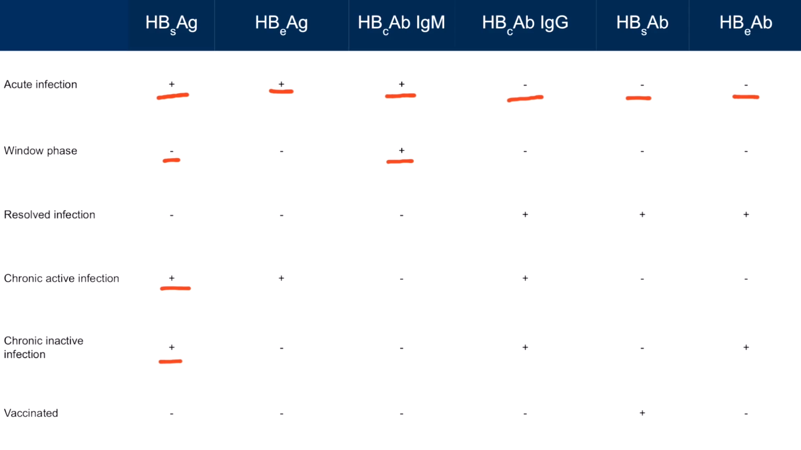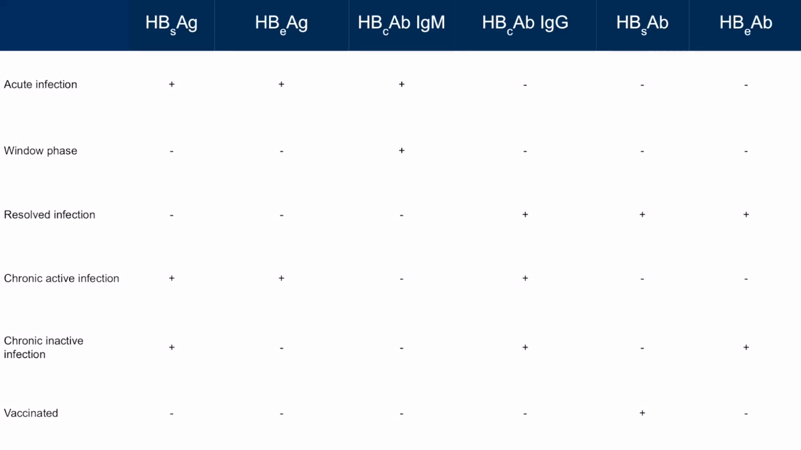Notice how HB core IgM disappears after the acute stage and is replaced by HB core IgG, whether the infection gets resolved or progresses to a chronic active or inactive infection. Alright, so after the acute stage, either the infection gets resolved or progresses to chronic infection.